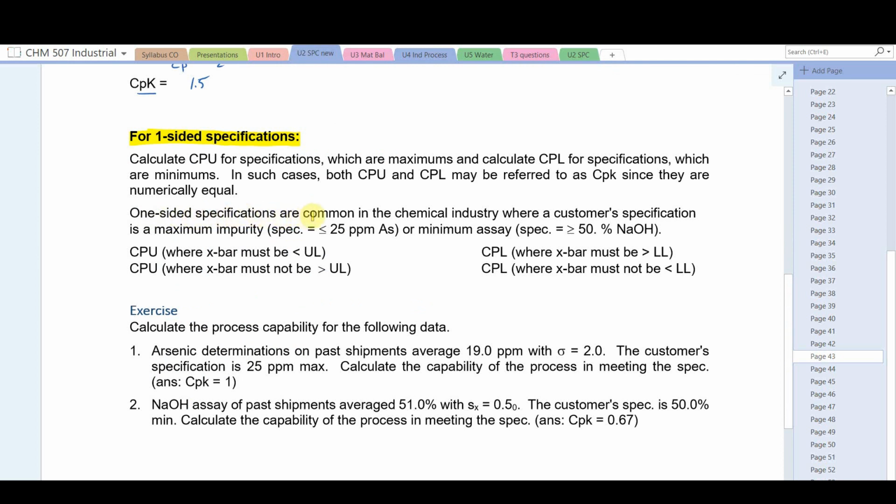One-sided specifications are common in chemical industry, where a customer specification is a maximum impurity. They might guarantee that the arsenic is less than or equal to 25 ppm, or you could say not greater than 25 ppm. Sometimes we see minimum assays. The minimum assay on commercial 50% NaOH, the spec is greater than or equal to 50% value. CPU is used where you have to ensure that you're not exceeding a maximum, and CPL would be used where you have to ensure you're not below a minimum value.